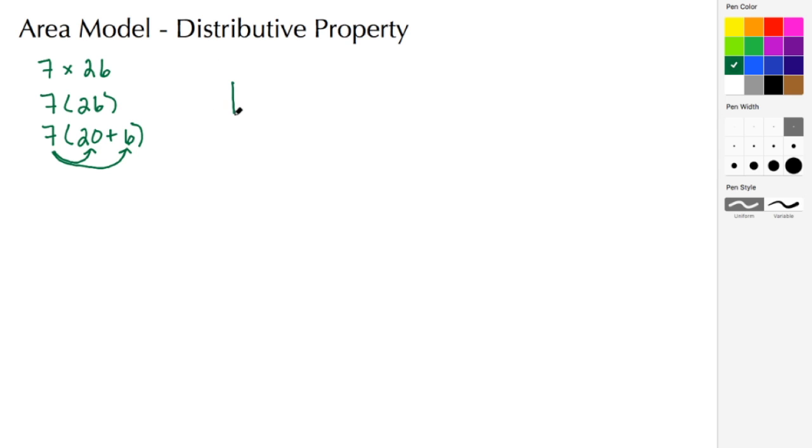So let's begin by just drawing a rectangle. Along the left hand side, let's place the number 7. And let's separate this rectangle into two smaller rectangles because we have two numbers that we're going to use to multiply. So we're going to draw a line here, and we're going to write the expanded form of 26, which is going to be 20 plus 6, and we'll just place the x here to show we're multiplying.